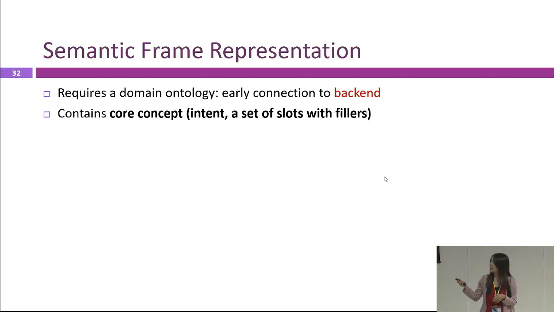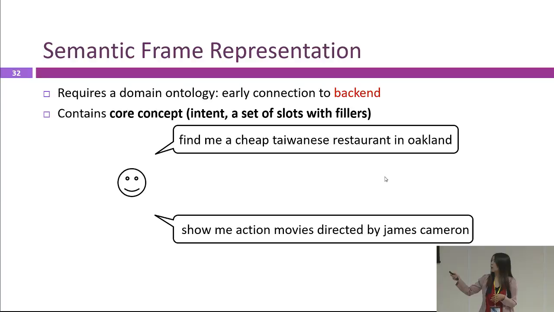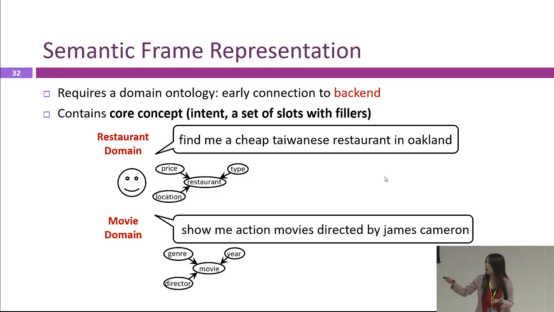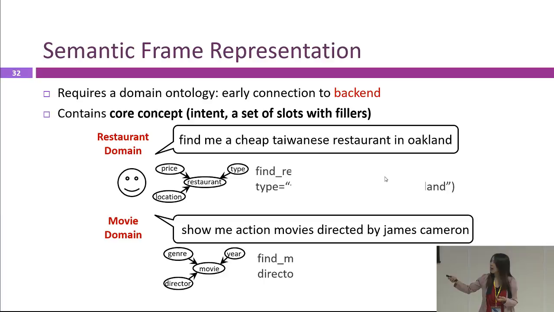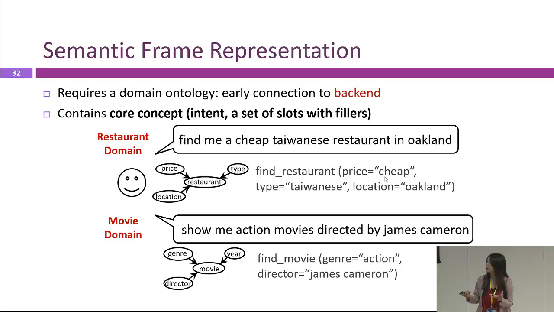Let's consider the two sentences. The first one is about a restaurant. The second one is about a movie. So based on two different sentences and domains, we need to have the corresponding ontology. For example, for the restaurant ontology, the target is the restaurant and it has a lot of different attributes. For the movie as well, we have the movie and its attributes. So in our understanding module, the semantic representation should align well with our ontology. Each slot we need to extract should appear in our domain ontology database.